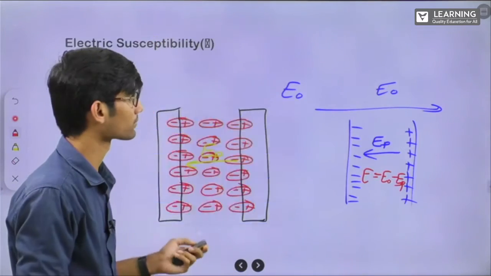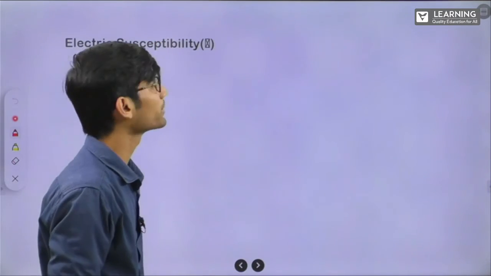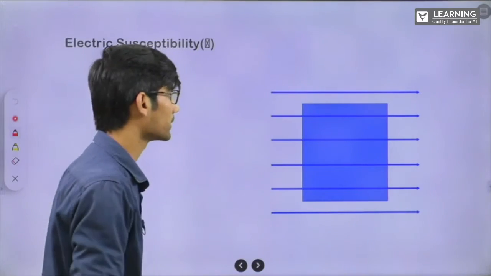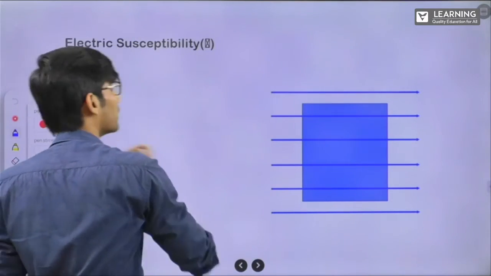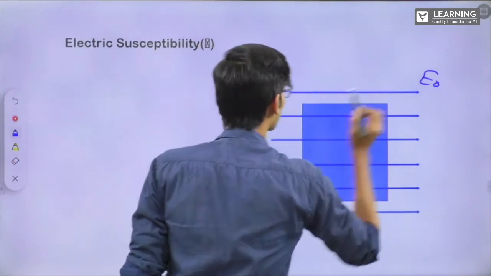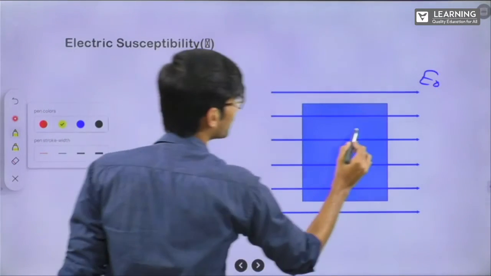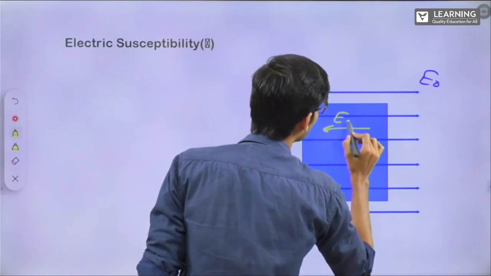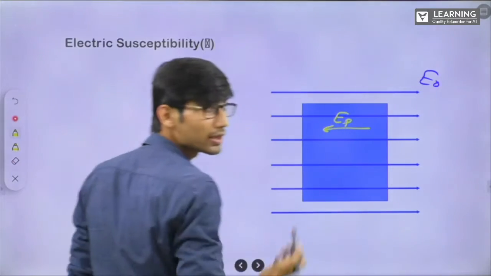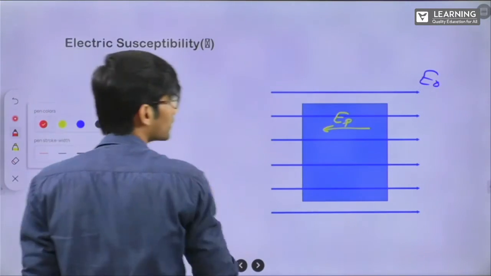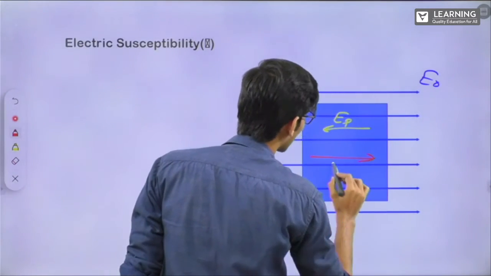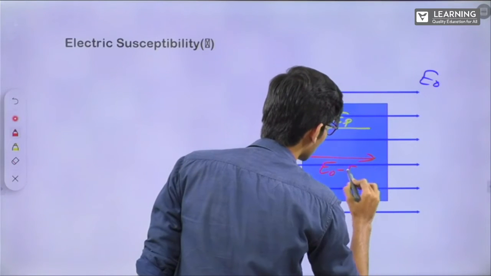Next, electric susceptibility. What is electric susceptibility? See here, this was E naught. We finally got to know that an induced electric field will be like this, or the electric field due to polarization will be like this. So the net electric field will be in this direction, that is E naught minus EP.